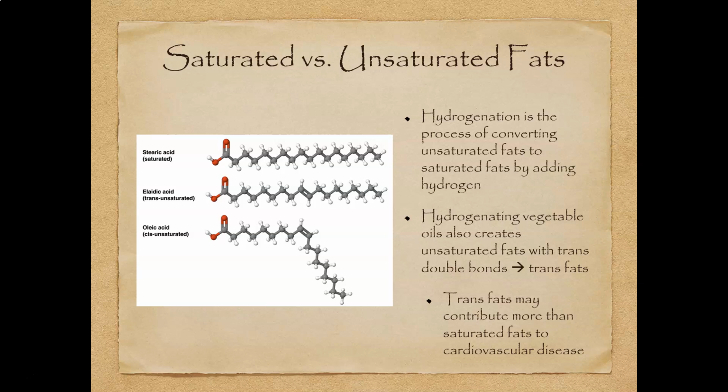So trans fats are even worse, partly because of the process that it takes to get that hydrogen back on to straighten that chain back out. So when you look at things like vegetable shortening and things like that, those are a result of these hydrogenation processes.